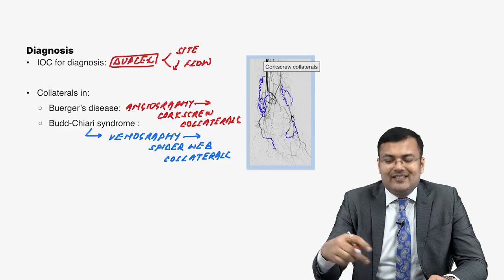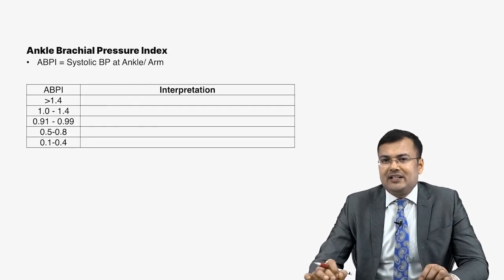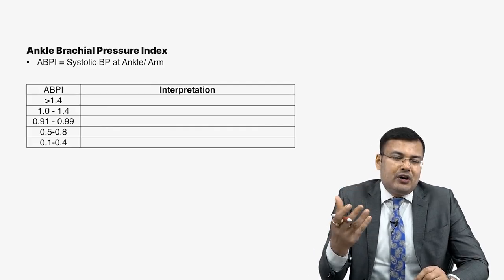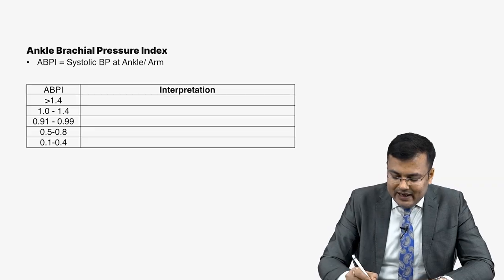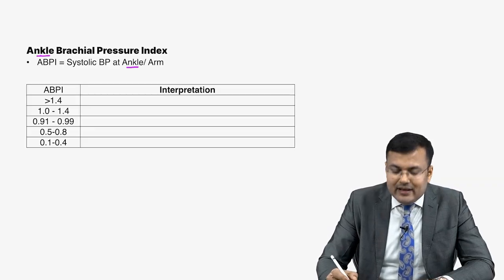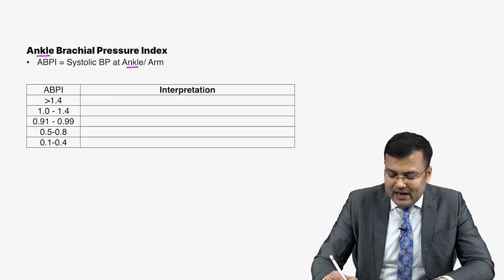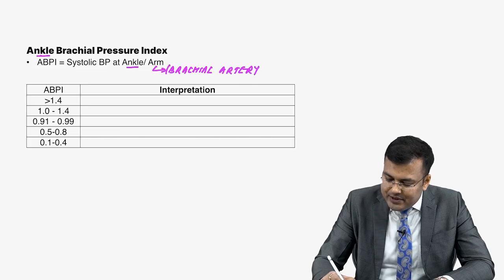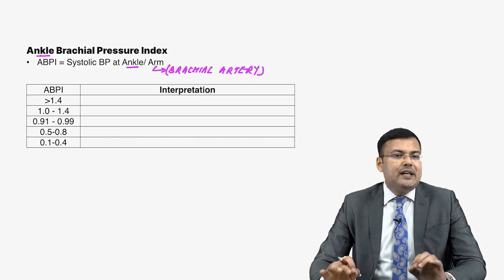Next is ankle brachial pressure index. What is ankle brachial pressure index? We assess the ratio of systolic blood pressure at the ankle and in the arm, in the brachial artery. So it is the ratio of systolic blood pressure at the ankle to that in the brachial artery.